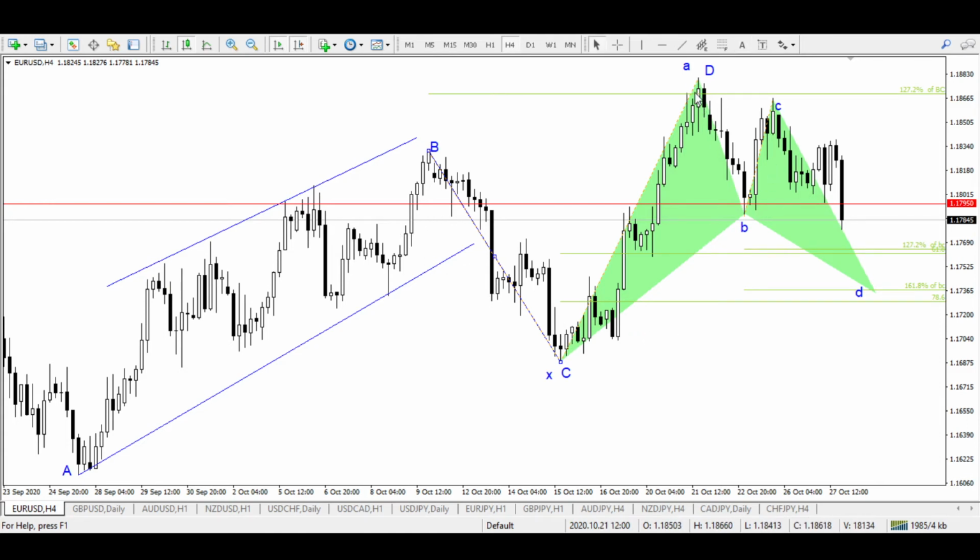Alright, so it can be A, B, X, A, B, C, D Gartley, and there is a high chance that the D point will be completed at 161.8% of this small b, C, which is making a confluence support with the 78.6% retracement of small XA.